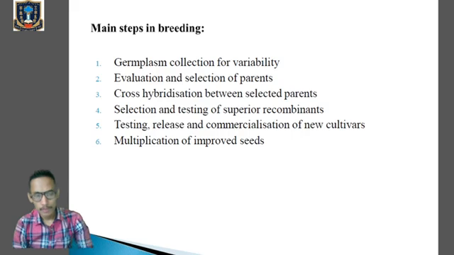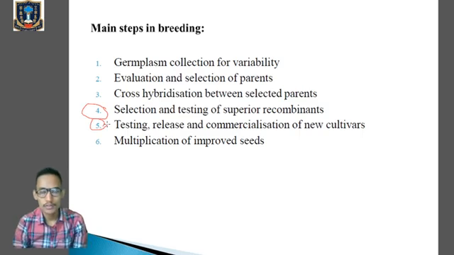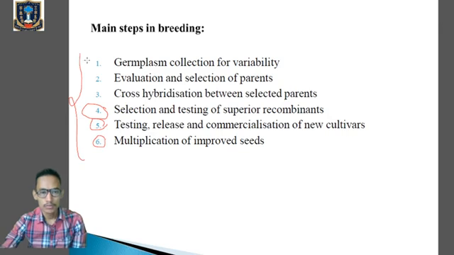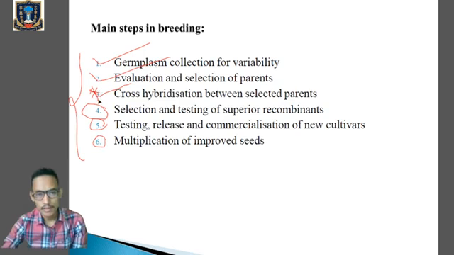So we'll continue with the steps of breeding only. Today we are going to learn about the selection and testing of superior recombinants, followed by testing, release and commercialization of new cultivars, and lastly the multiplication of improved seeds. These are the main steps of plant breeding. Germplasm, evaluation and selection of parents, and cross hybridization between selected parents we have already finished. Here you have to remember the terms emasculation and bagging.